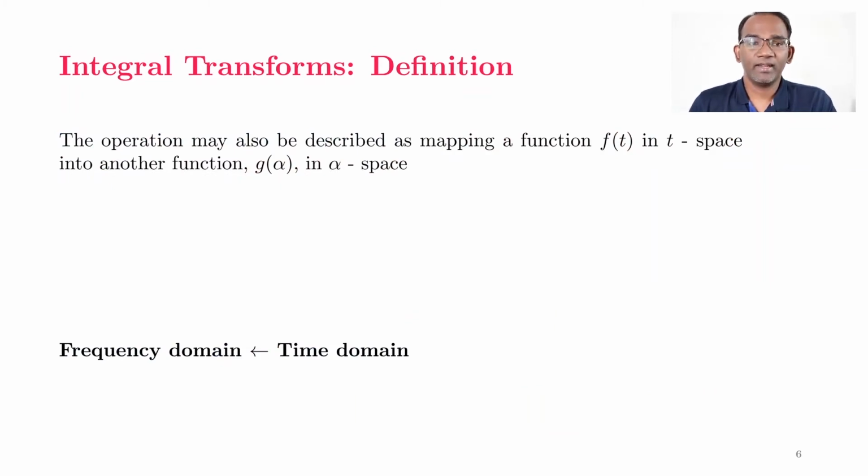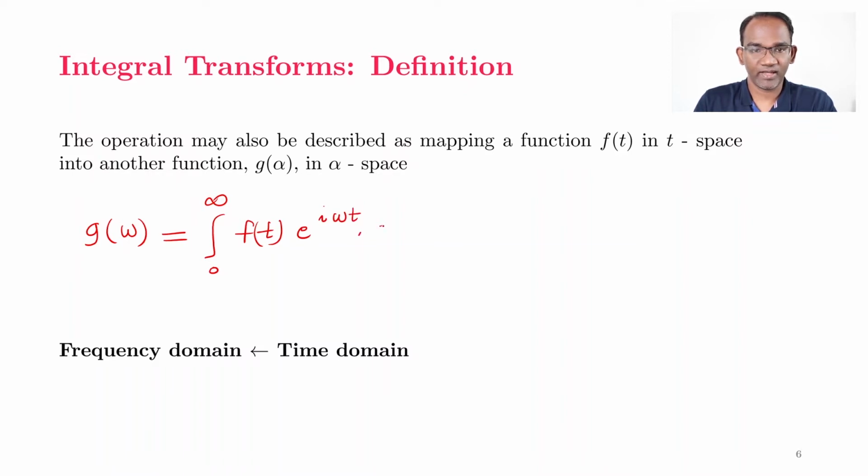Now the integral transform may be described as a mapping of a function f(t), which is defined in the t space, into another function g(alpha) that is defined in the alpha space. If we consider the Fourier transform defined in the frequency domain, this is integral 0 to infinity f(t) e raised to i omega t dt. So on the right hand side of this equation, we have a term that is defined in the t space or t domain, and this mathematical process converts the function defined in the t space to another function which is defined in the frequency space or frequency domain. So Fourier transform is essentially a transform from the time domain to the frequency domain.